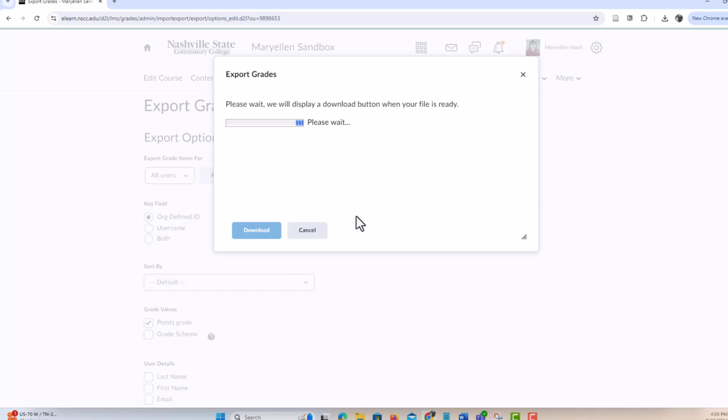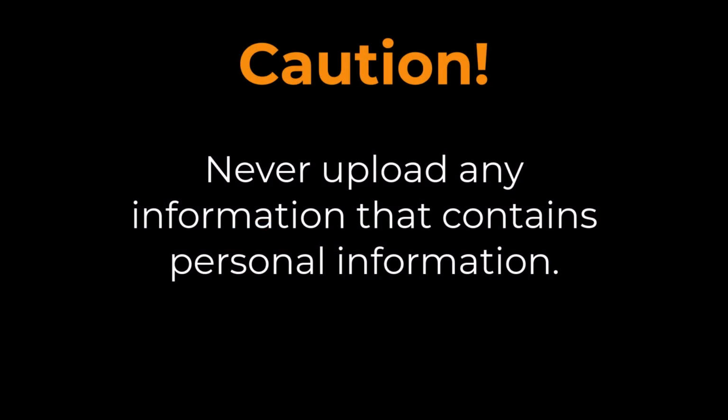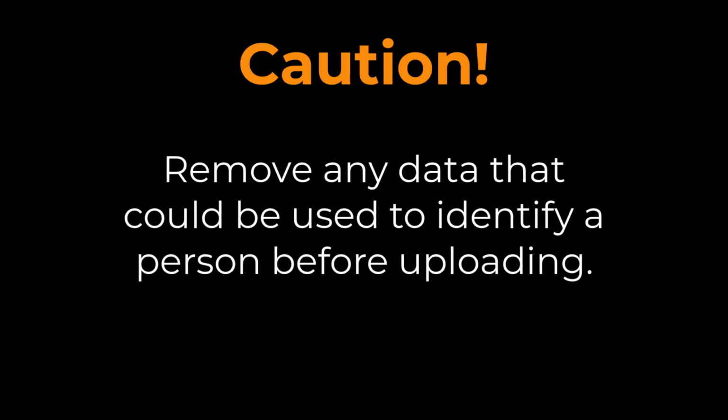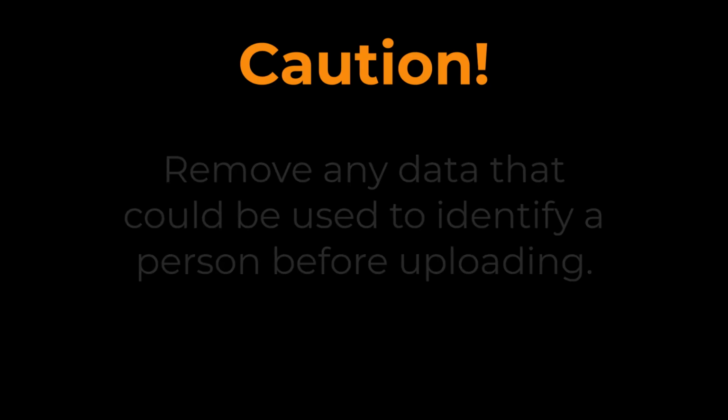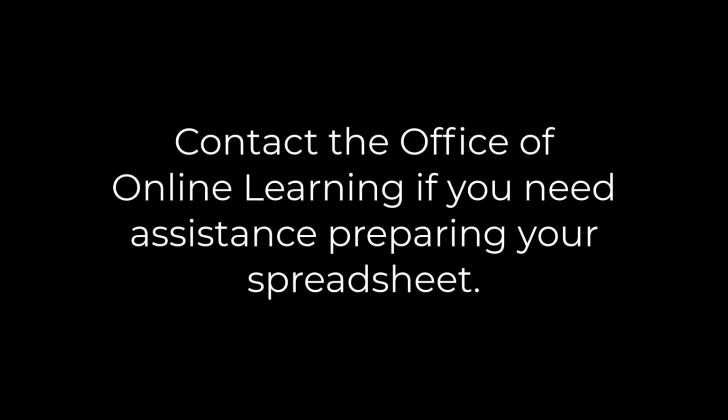One note of caution: you should never upload any file into an AI tool that contains information that could identify an individual. If your data contains any names, student numbers, or other personal information, it is vital that you remove this before uploading. Only share anonymized data, and aggregate data is usually best. Your spreadsheet may require some minor editing to prepare it for analysis by the AI tool.